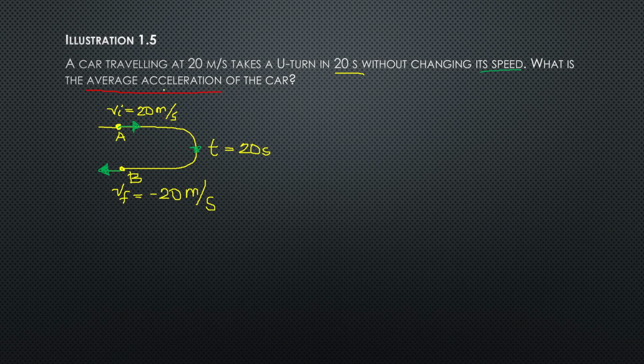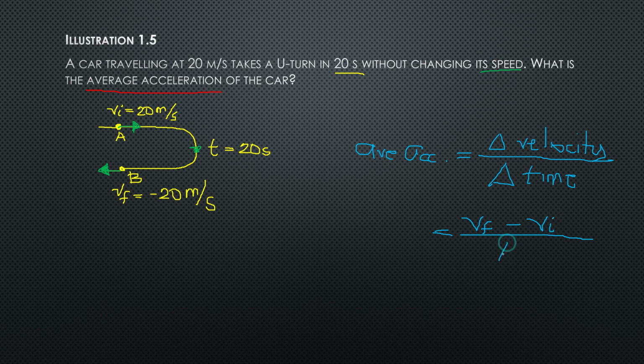So therefore, average acceleration will be equal to change in velocity over change in time. Change in velocity is final velocity minus initial velocity, over change in time.